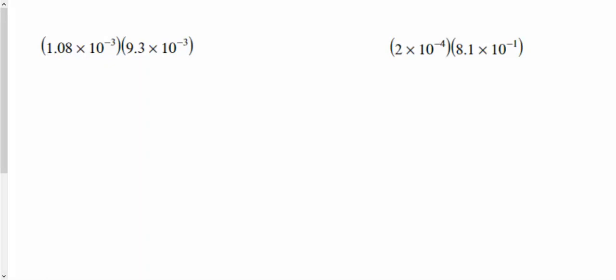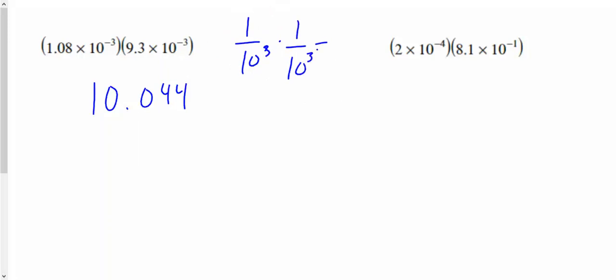So the 1.08 times 9.3, because I think that's going to be over 10. Yep, it's over 10. It's 10.044, and then I have 10 to the negative 3 times 10 to the negative 3. That's 1 over 10 cubed times 1 over 10 cubed, which is 1 over 10 to the 6th, which is 10 to the negative 6.